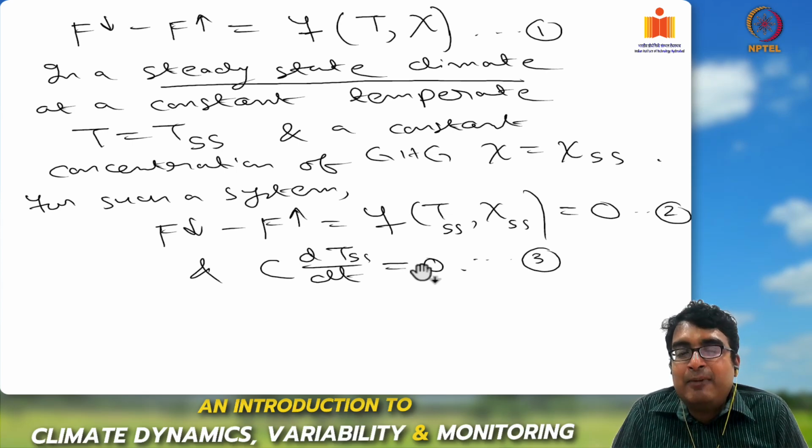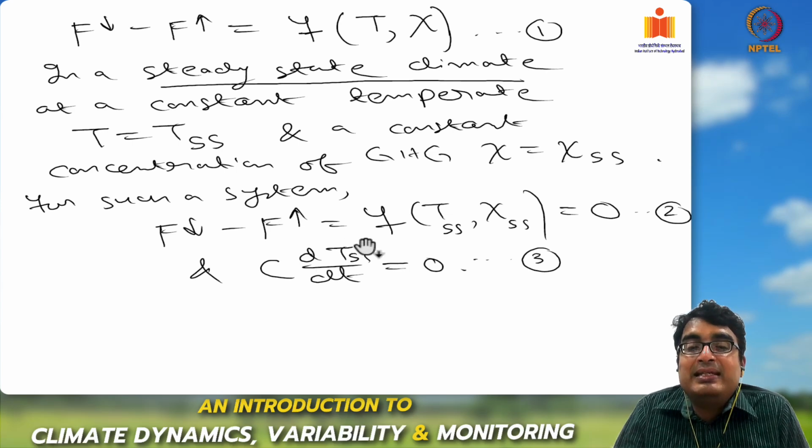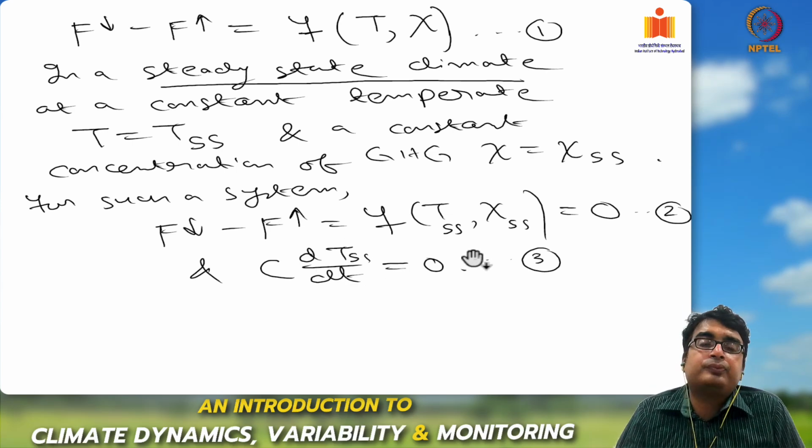It has a steady state temperature T_SS, a constant concentration of the greenhouse gas X_SS, and the net incoming short wave minus net outgoing long wave balance each other and is equal to 0, and hence your C dT_SS/dt is also equal to 0. Okay. So this is the steady state or the default condition.